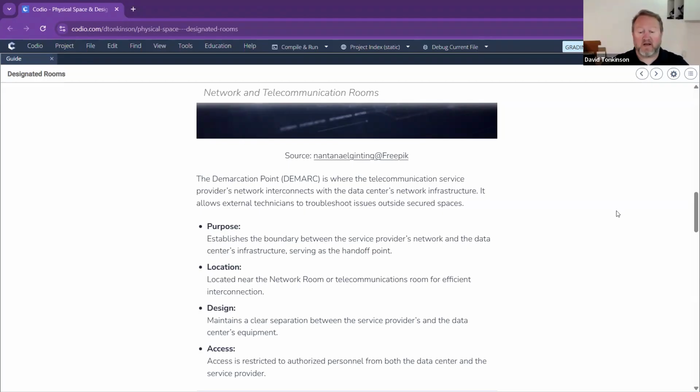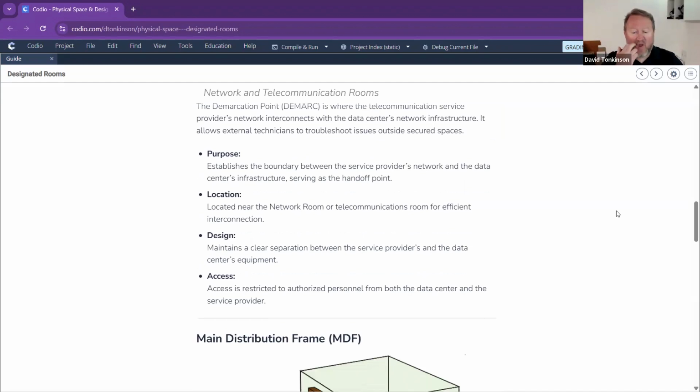For obvious reasons, they're located near the network room and telecoms for efficient interconnectivity. And they're normally designed with clear separation between service providers and data center equipment, because you will not just have one service provider. No data center now will just go to a single supplier, single ISP and go, I just want to run your lines. No, they will have multiple service providers in there, depending on what country you're in.